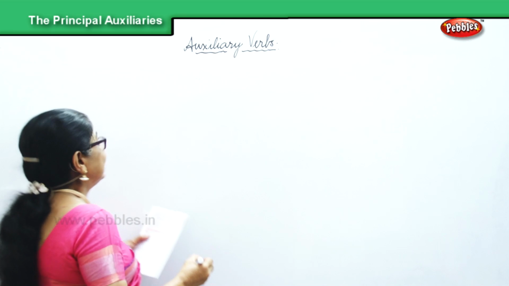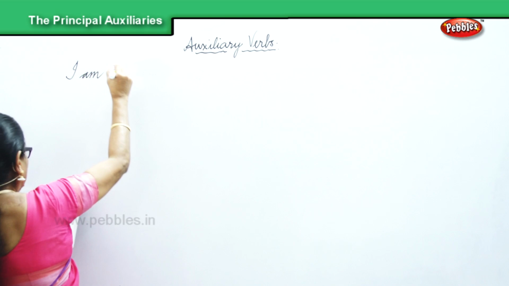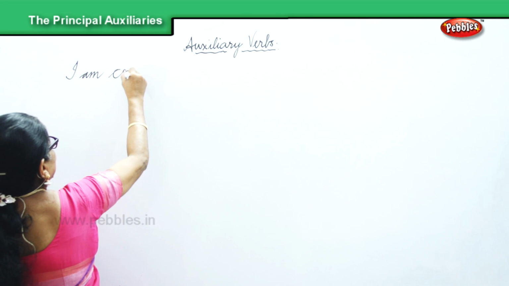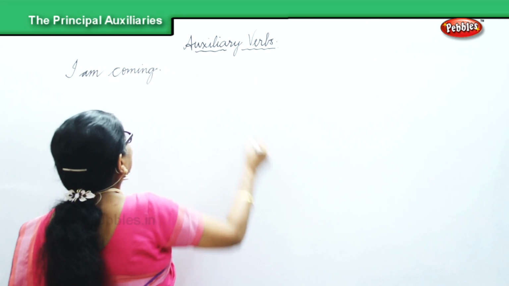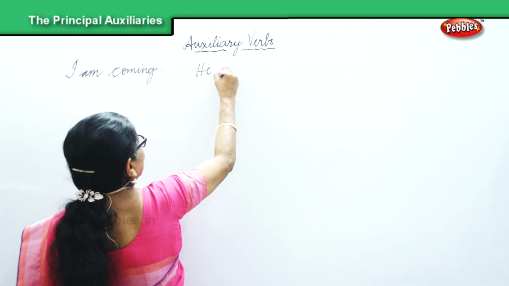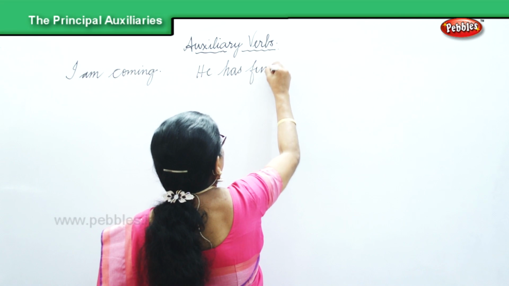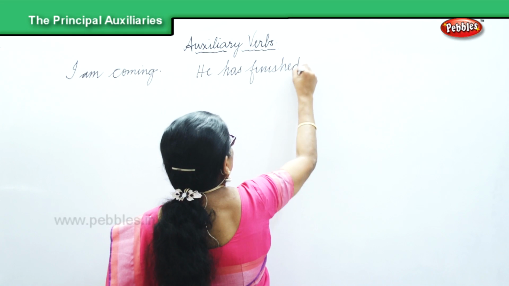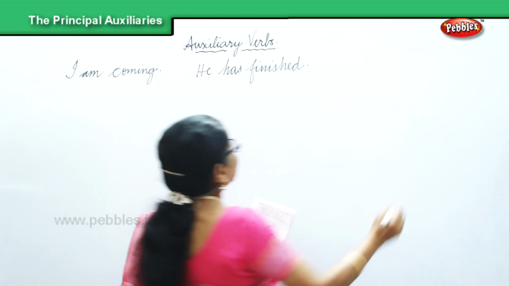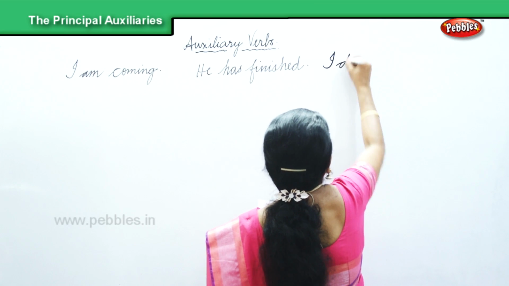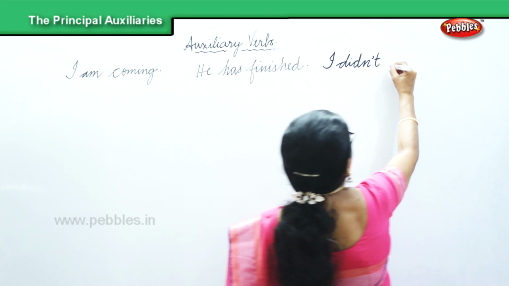Now let's look at a few sentences we have here. As I told you, I am coming. I am coming. Okay? He has finished. Then I didn't. I didn't see them.